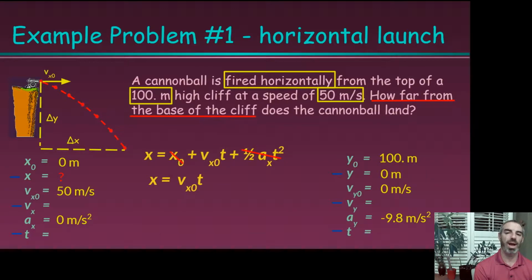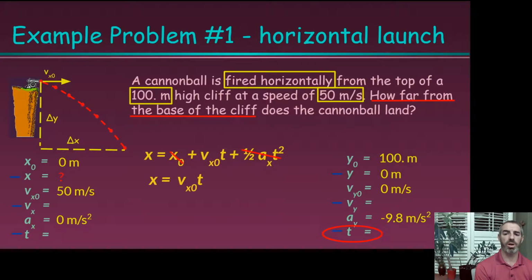The problem that we have to use this equation is that we have 2 unknowns. We don't know x and we don't know t. What we do know is that the time in each of our columns is the same value because that's the flight time of the cannonball. So what we can do is use the vertical direction to solve for time first.